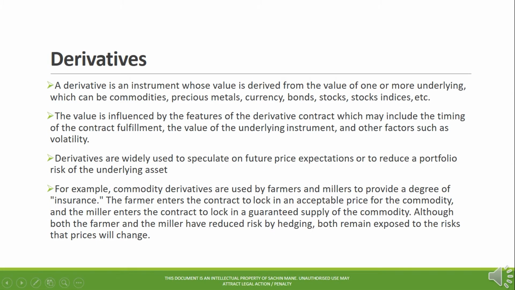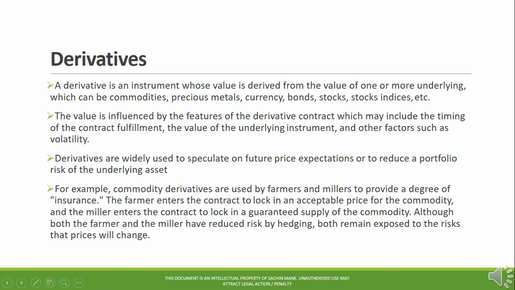What is derivative? A derivative is an instrument whose value is derived from the value of one or more underlying, which can be commodities, precious metals, currency, bonds, stocks, or stocks indices, and many more. The value is influenced by the features of the derivative contract, which may include the timing of the contract fulfillment, the value of the underlying instrument, and other factors such as volatility.